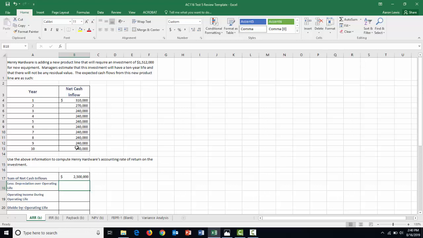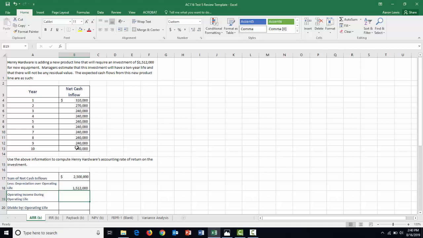So for depreciation, it's always the same. Your depreciation is what the equipment is worth at the time that you invest in it, the historical cost, minus what it's worth on its last day, its salvage value. Well, from our information, we know that our initial investment is $1,512,000, and we know that it doesn't have a residual value, so it's going to be zero. And obviously, $1,512,000 minus zero means that our depreciation over operating life is going to be that full $1,512,000.